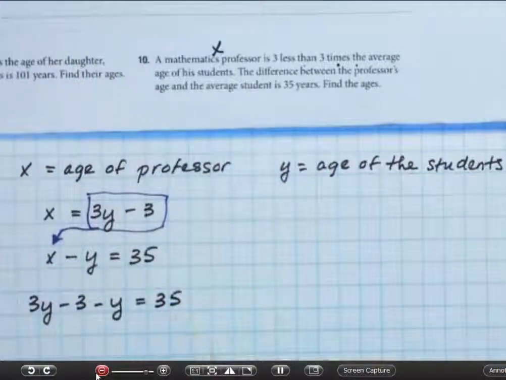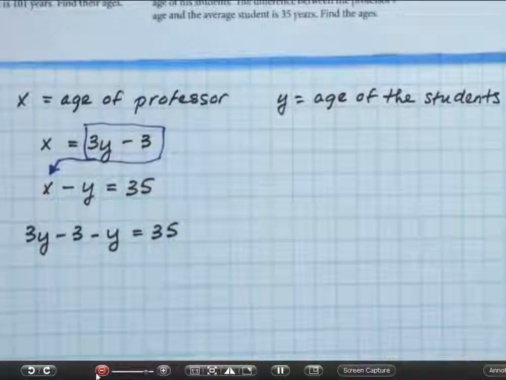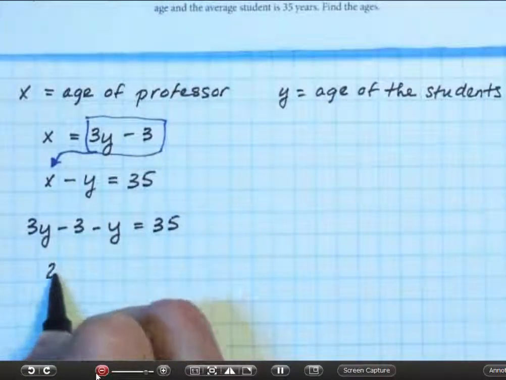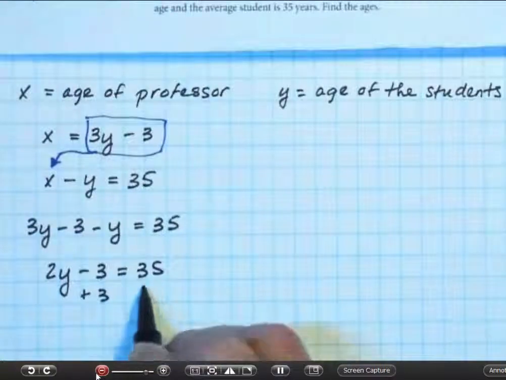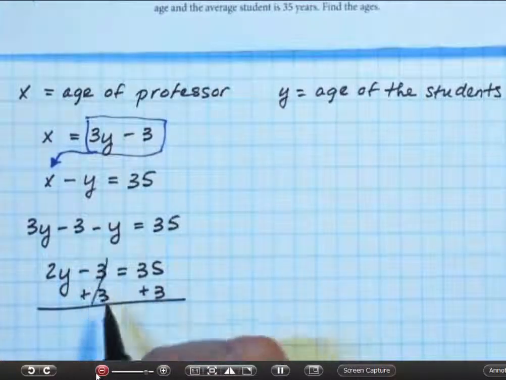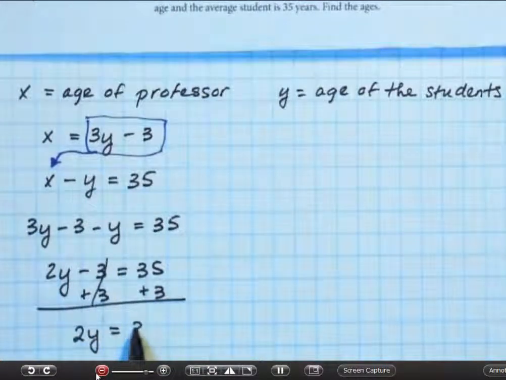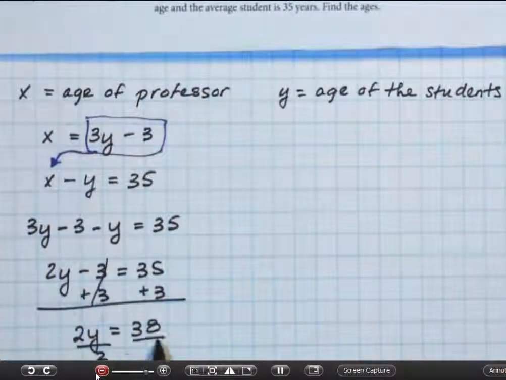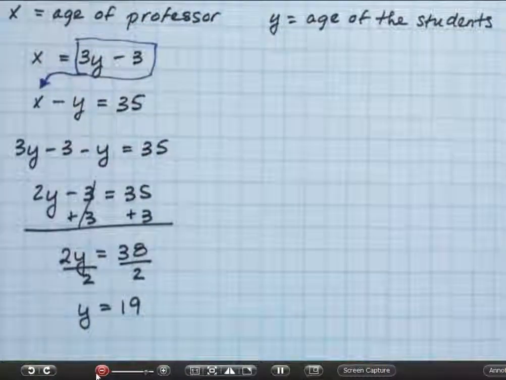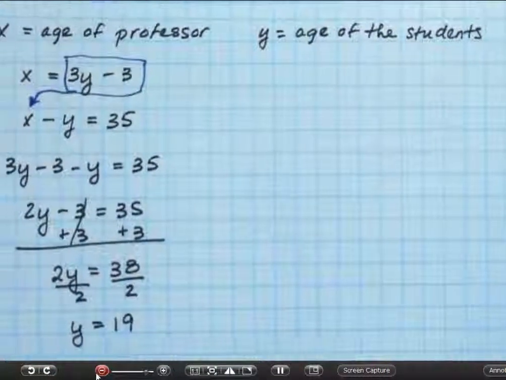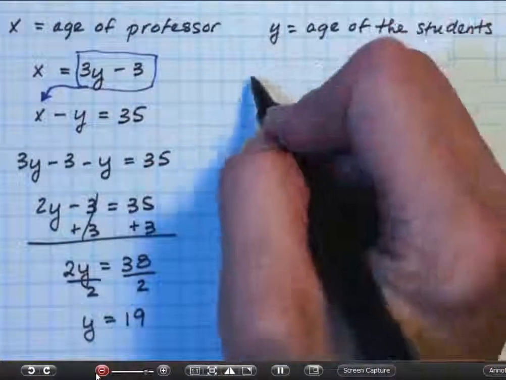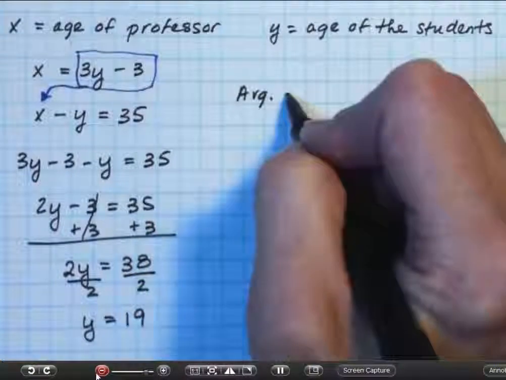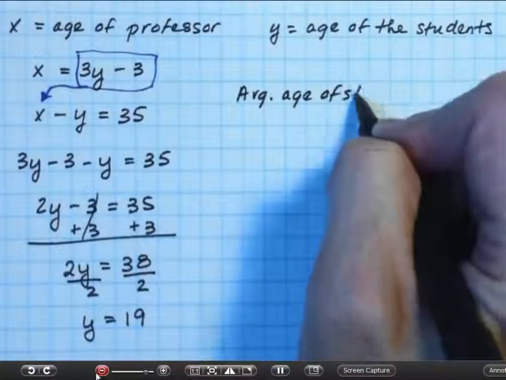And now I just need to solve the problem for y. Combining like terms, I have 2y minus 3 equals 35. I'm going to add 3 to both sides. 2y equals 38. I'm going to divide by 2. Y equals 19. And 19 is the average age of my students. That's what my Y is. So the average age of students is 19.